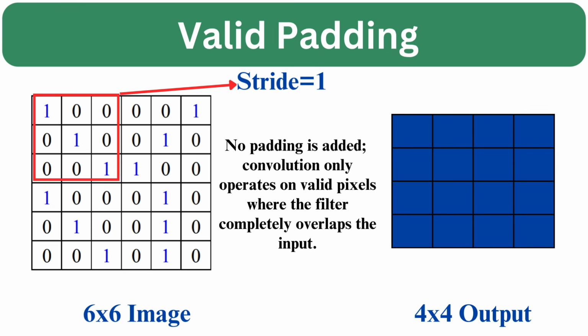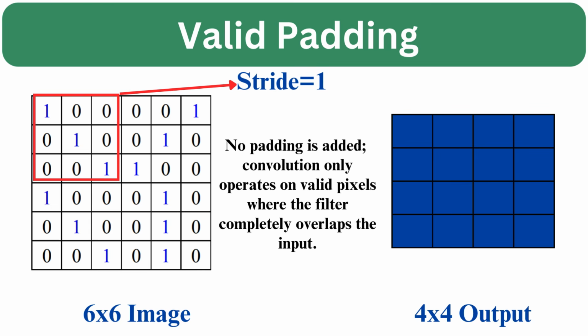Let's now talk about the different types of padding. The most common one is the valid padding. Valid padding means no padding is added. So the convolution operation will be performed only on those pixel values where the filter overlaps the image. As we saw in the previous example, if we set stride equal to 1, it will give us an output feature map of 4 by 4.